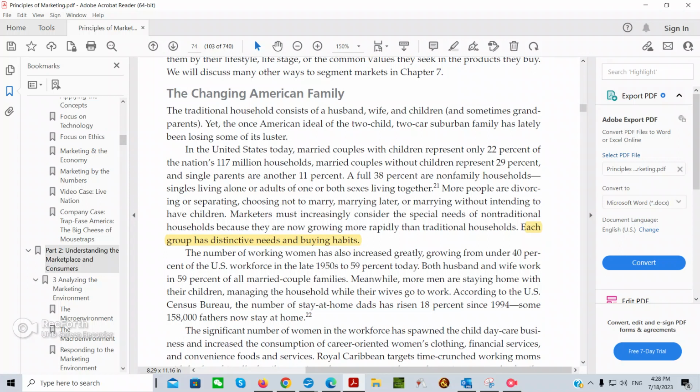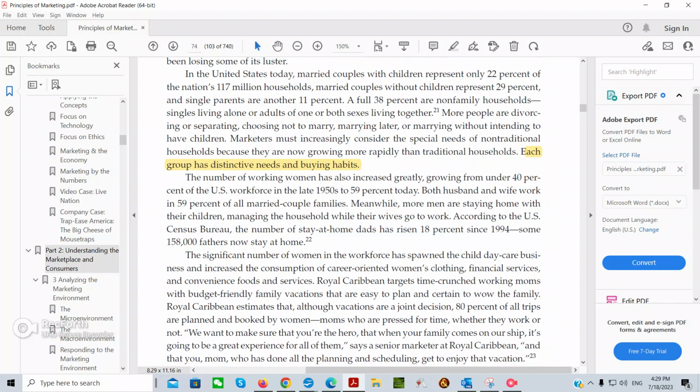The number of working women has also increased greatly, growing from under 40% of the U.S. workforce in the late 1950s to 59% today, as of 2012. Both husband and wife work in 59% of all married couple families. Meanwhile, more men are staying home with their children, managing the household with their wives going to work. According to the U.S. Census Bureau, the number of stay-at-home dads has risen 18% since 1994. Some 158,000 fathers now stay at home.